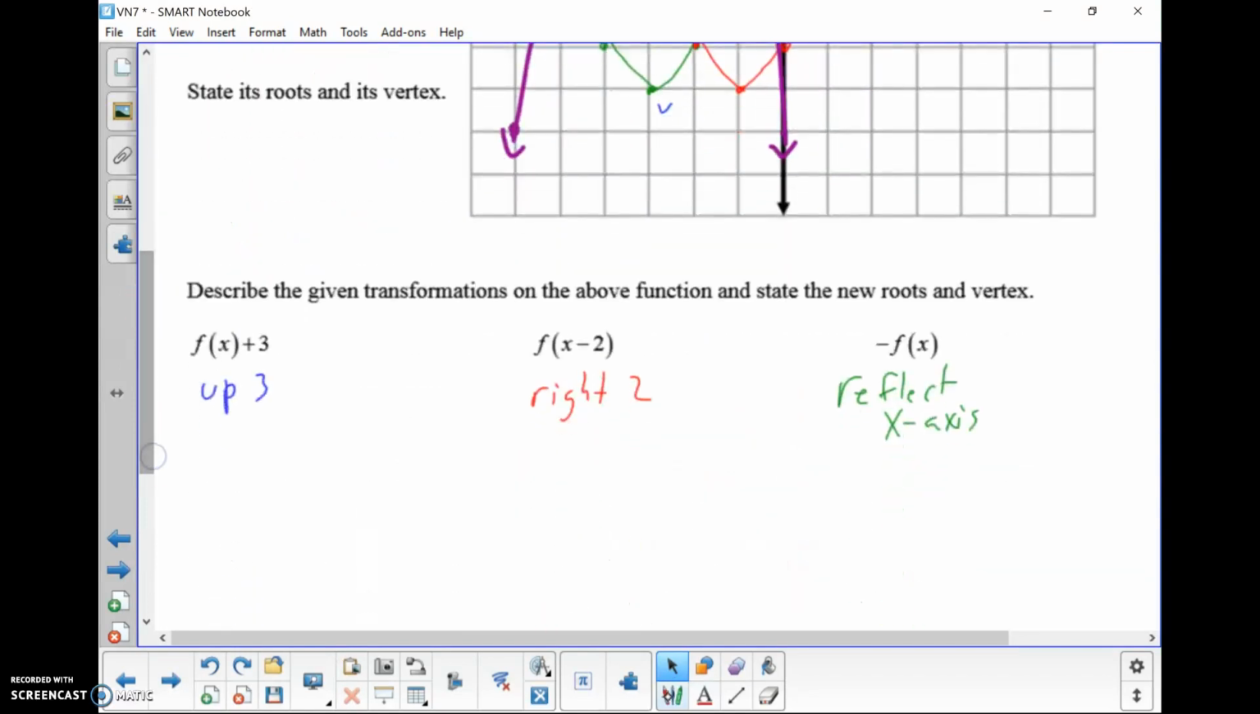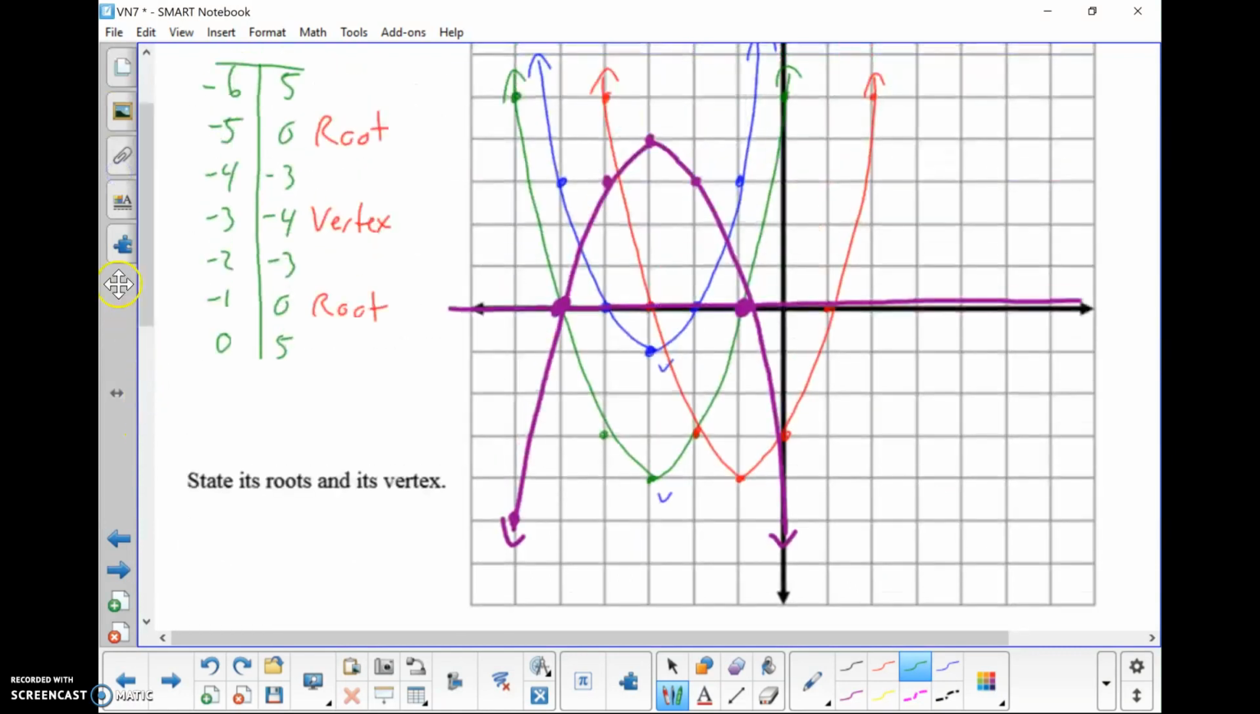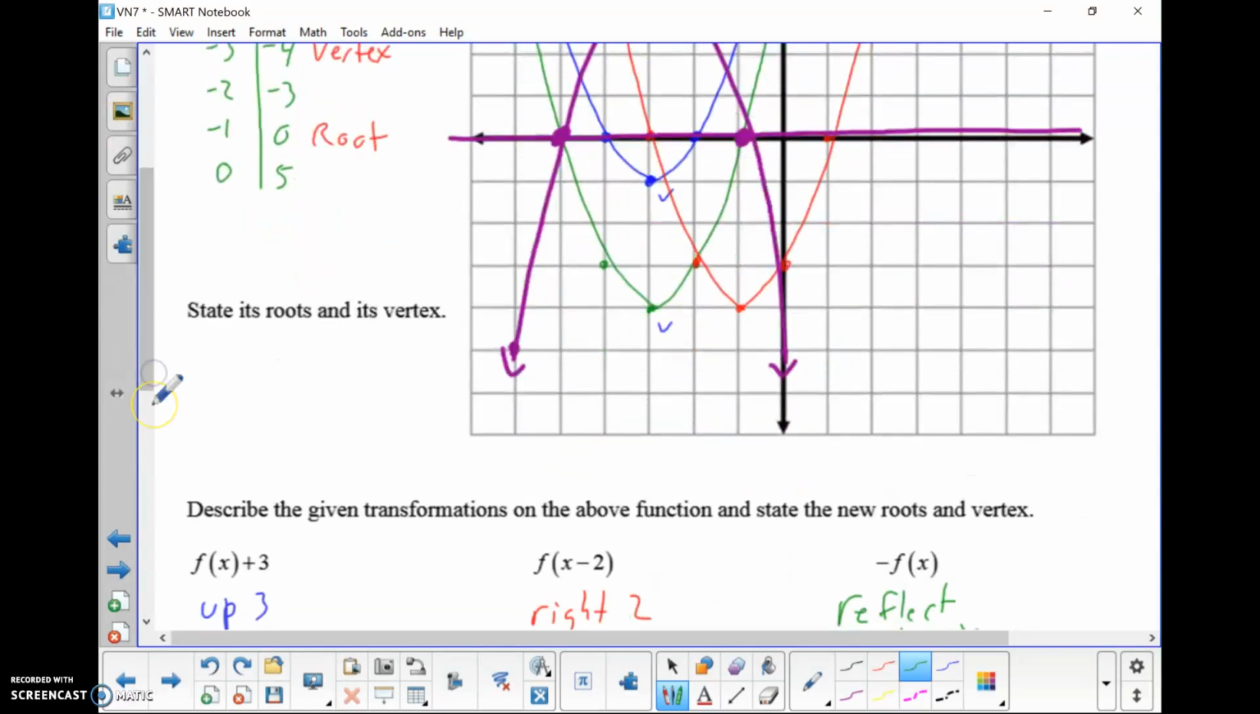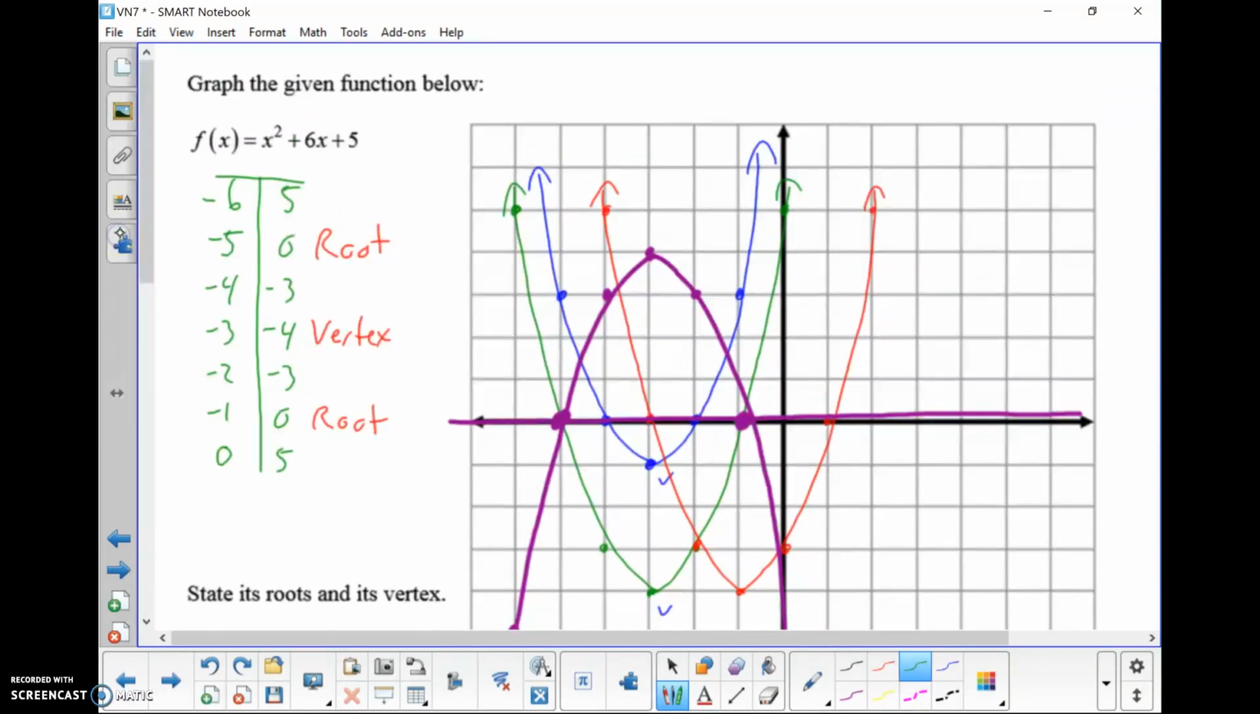But really, being able to, at this point, look at these and say this means up 3, right 2, flip upside down, or reflect over the x-axis, that type of thing, that's really the key here. You're not going to be asked to do all of this on one graph. You may be given one parabola and asked to do one of these things. That's more likely. But that's your transformations. And remember, you could always experiment with these in your calculator, and that really helps you learn them. All right, see ya.